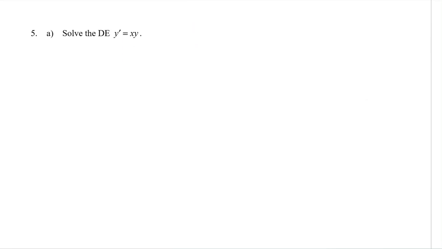Last page. Solve the differential equation y dash equals xy. So dy over dx equals xy. Separating my variables, I will have 1 over y dy equals x times dx. Then I'm going to integrate both sides.